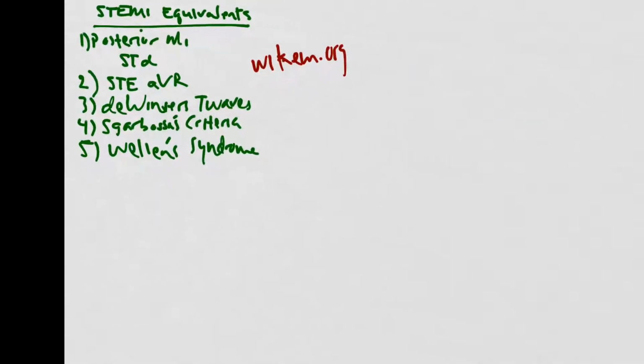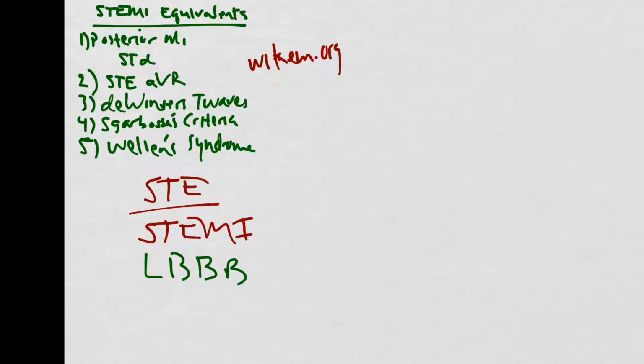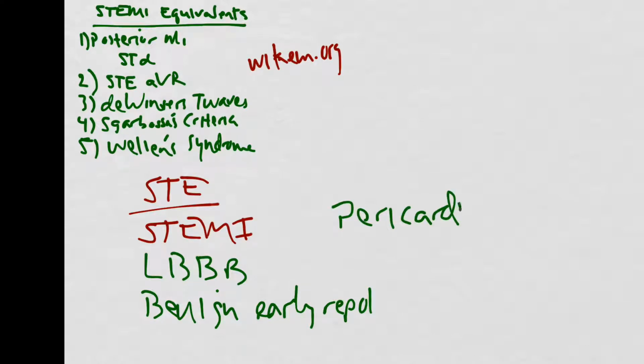The last thing that we'll talk about will be what your differential diagnosis is for ST elevations. So not all ST elevations are a STEMI, or myocardial infarction. Other causes of ST elevations would be a left bundle branch block, benign early repolarization, or J-point elevation, pericarditis, and finally, a left ventricular aneurysm.